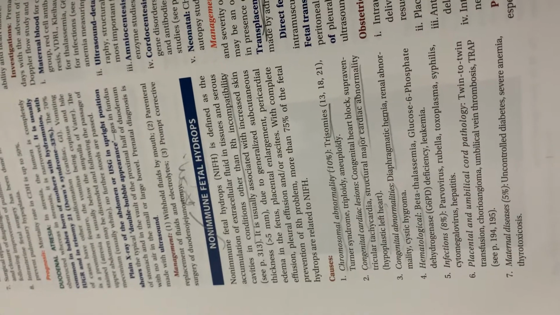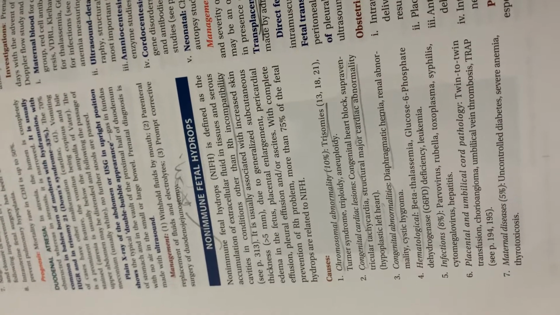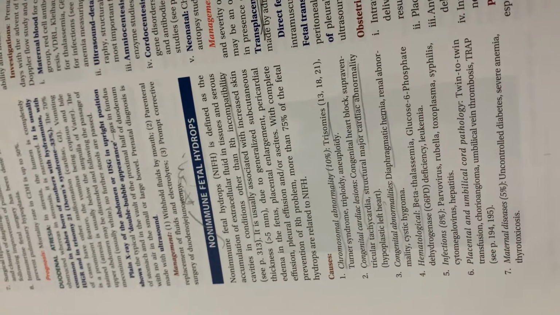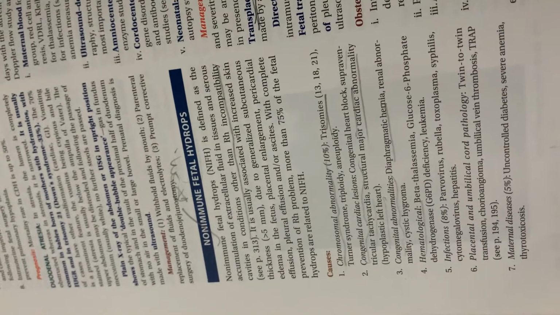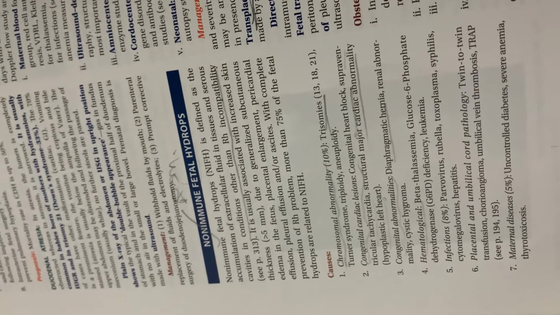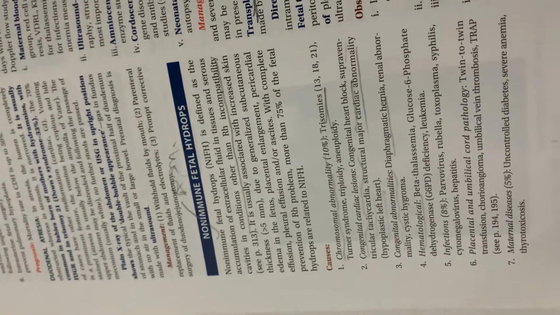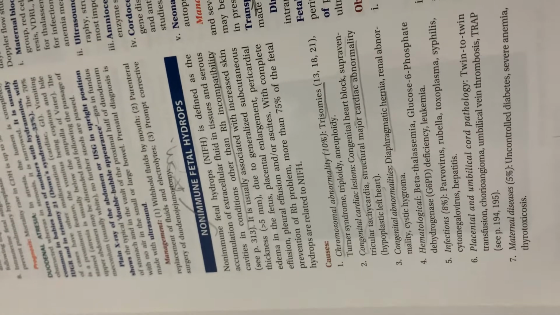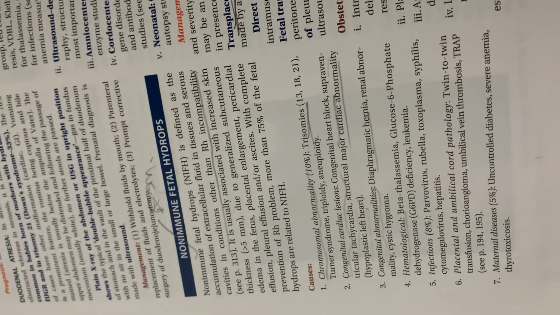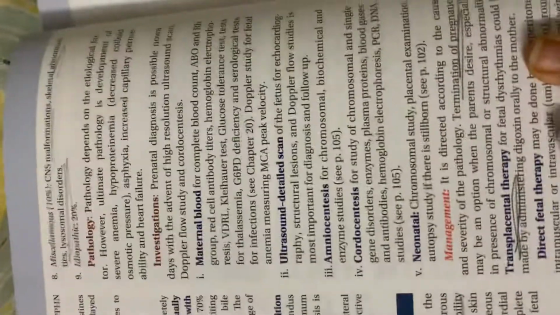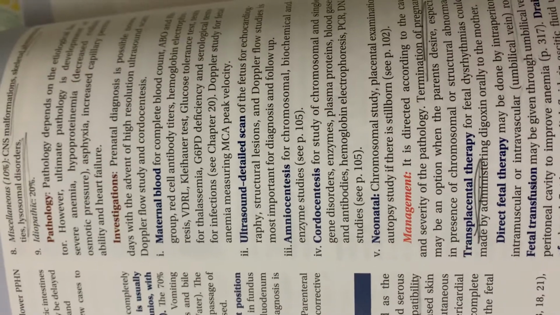Infections like parvovirus, basically torch infections. Then placenta and umbilical cord pathology, twin to twin transfusion syndrome. So one twin has edema in that. Chorangioma, umbilical vein thrombosis, or twin anemia polycythemia sequence. Then maternal diseases. So uncontrolled diseases, severe anemia in the mother, thyrotoxicosis. Then miscellaneous like CNS malformation, skeletal abnormalities, and idiopathic.